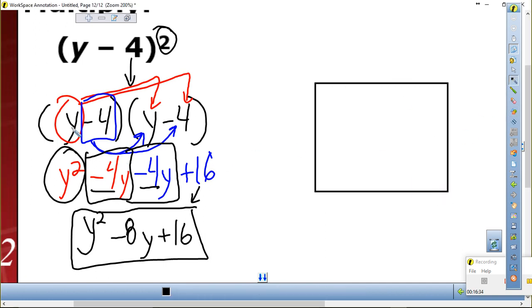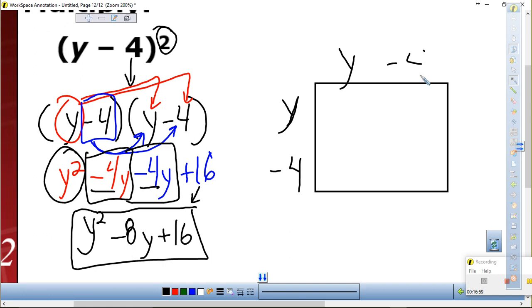So look, we have y minus 4. Look how I'm going to write it. Y, minus 4. Now, why did I do it like that? Because when I write it here, some of you tend to forget that there's a negative sign there. Does that make sense? And the other one is y minus 4. Okay? So check this out.